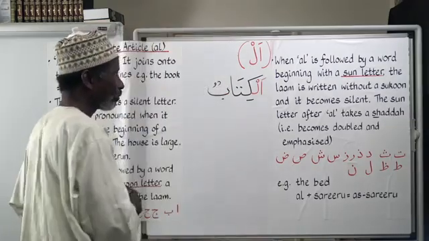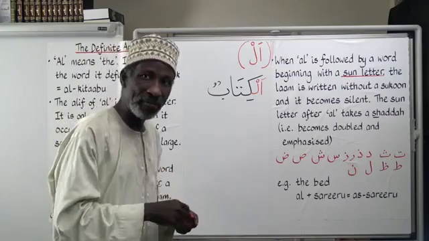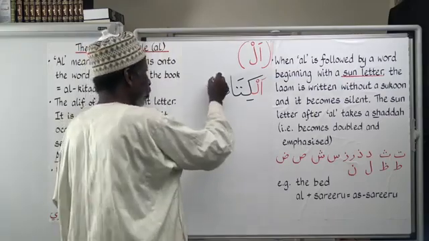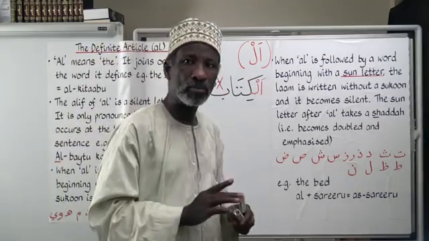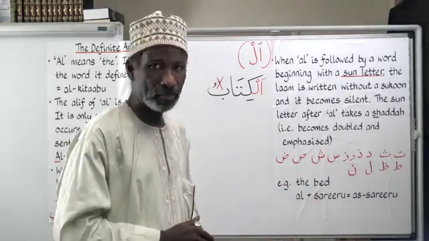So al-kitabu. Now, once you make a noun defined or definite, you are no longer allowed to have this double sukun, double dhamma. So it becomes al-kitabu, because you cannot have a and the at the same time. So, the book.